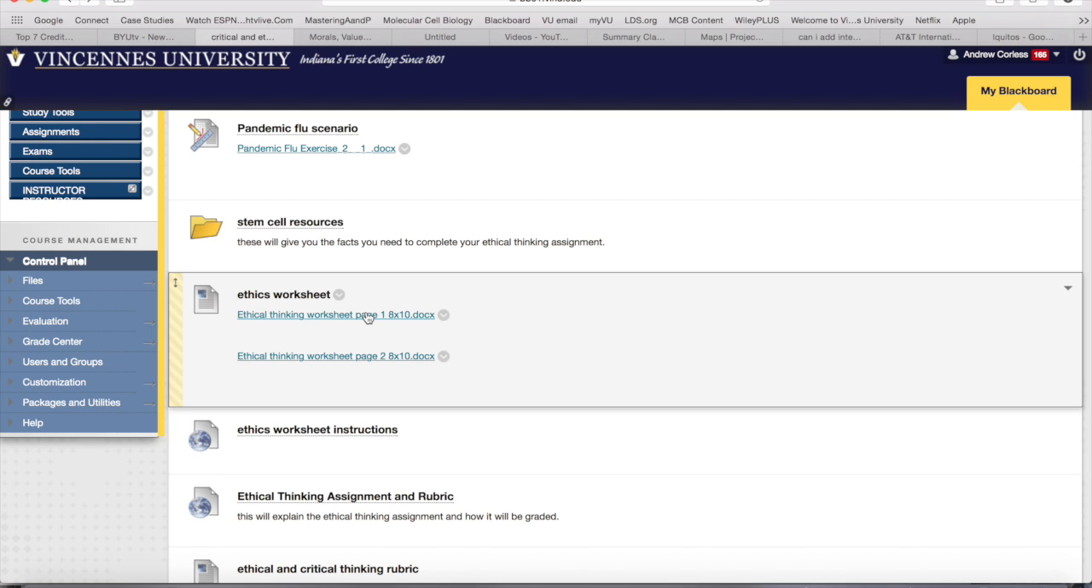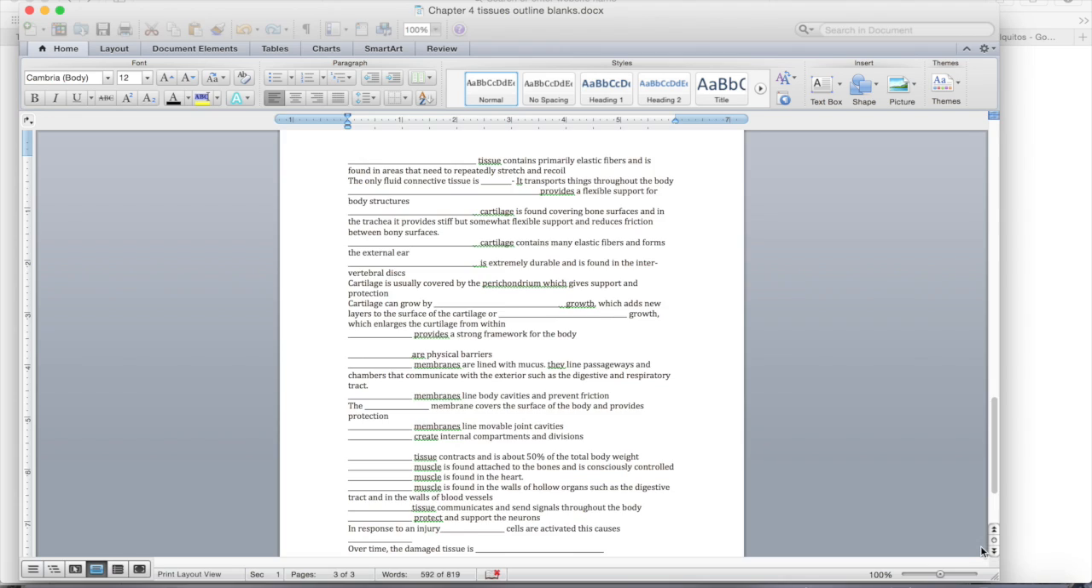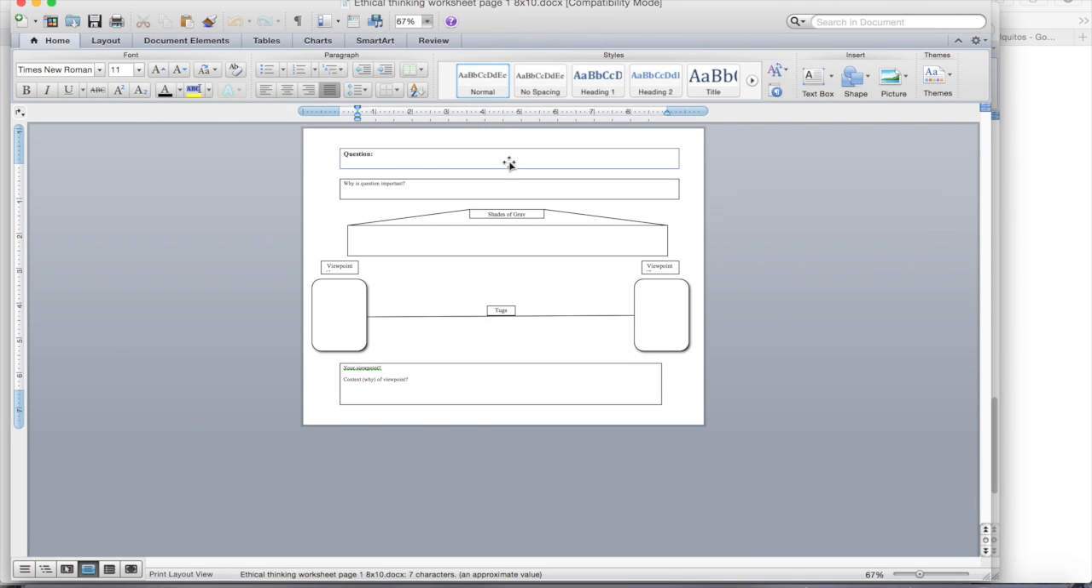But then there's an ethical thinking worksheet, and you download it there, and it looks like this. You're going to put your question, and your question for this assignment could be anything. You could use this for anything, but for right now we're going to do: should stem cells be used? You're going to write why it's important. You're going to put the viewpoints down here, yes or no. On this line you can put things that tug you towards thinking yes. You're going to put facts here: facts that make you think yes and facts that make you think no.